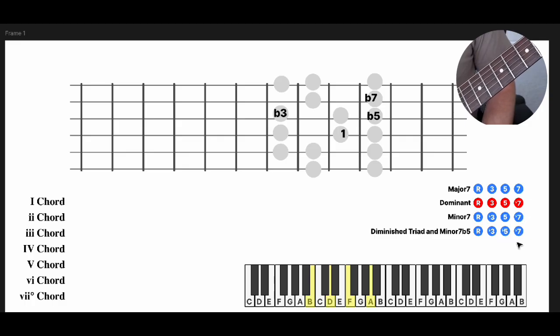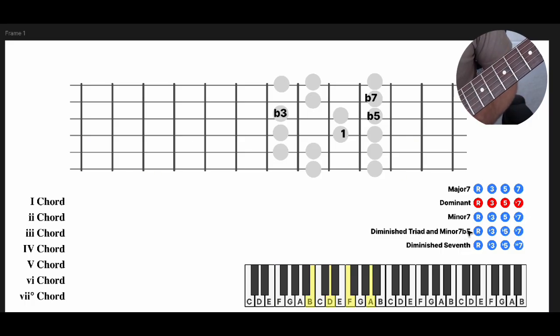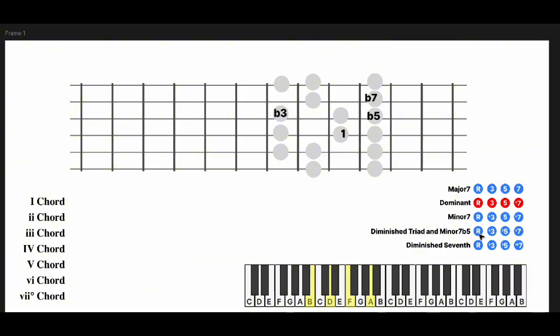Root flat 3 5 flat 7. So the reason it's called minor 7 flat 5 is we basically have a minor 7 chord, except the 5th is flat, and we get this. If we went ahead and made this 7 flat again, we would get a fully diminished 7th chord. Some people call the minor 7 flat 5 chord a half diminished chord for this reason, because it does not have the 7 flatted twice.